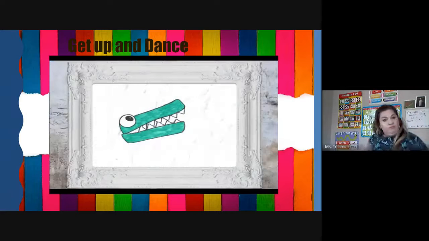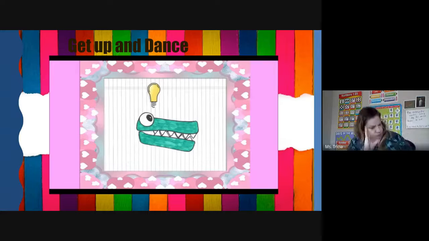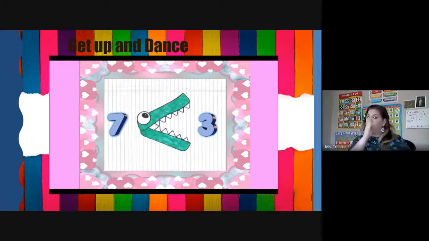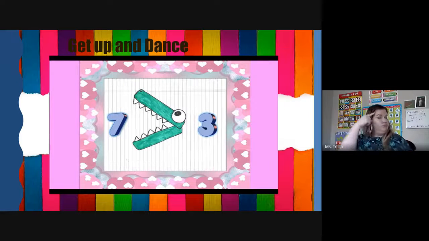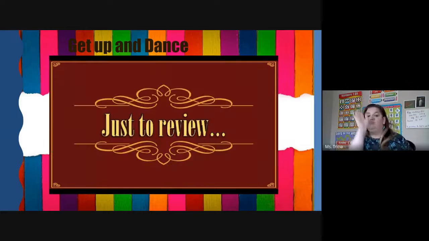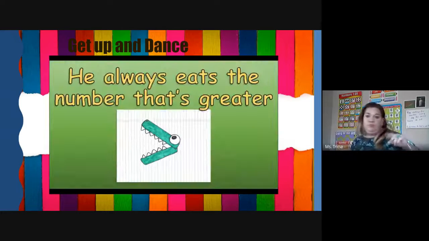Once upon a time there was a hungry alligator. He loved to eat numbers, so he figured out a way to always get the biggest bite when the numbers were there. He would stop for a second, take a look and compare. Whichever number was the biggest of the two was the one that he would eat. So just to review, here's the main thing to know about the hungry alligator. He always eats the number that's greater.